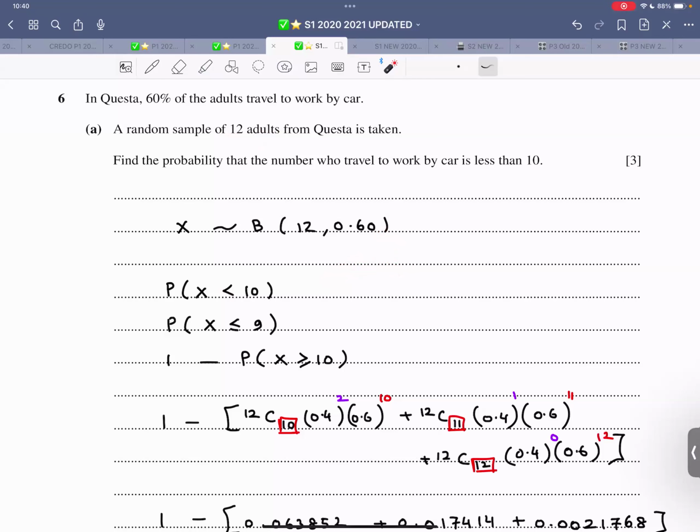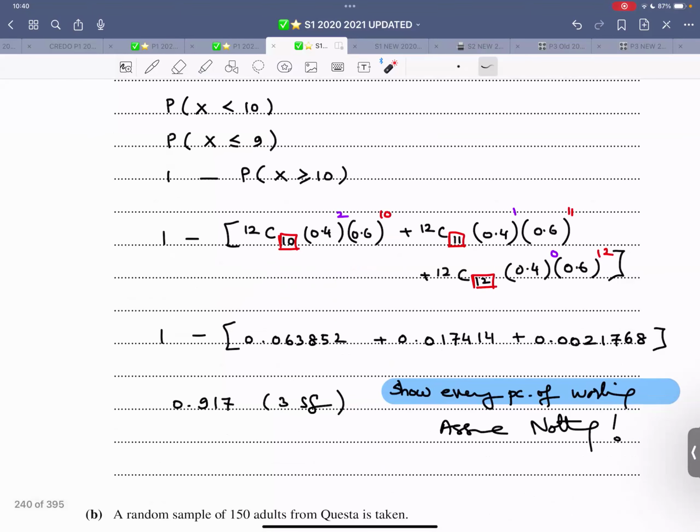That's too much to calculate. So what do we do? We calculate the probability of x greater than or equal to 10 and then subtract from 1. So we get the relevant answer. This is 12C10, success raised to power of 10, failure raised to power of 2. 12C11, success raised to power of 11, failure raised to power of 1. 12C12, success raised to power of 12, failure raised to power of 0.